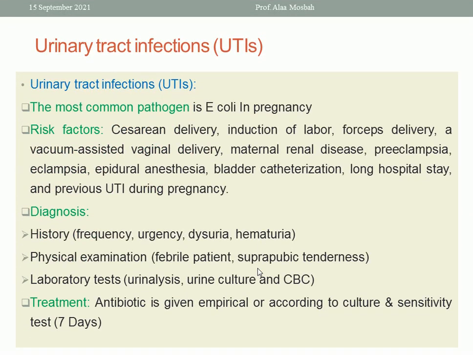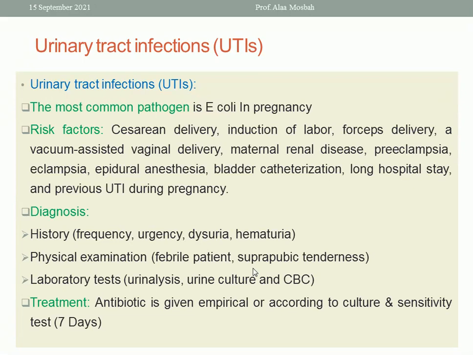What about UTI? As we know, the commonest organism during UTI infection with pregnancy is E. coli. Risk factors for UTI in the puerperium: cesarean delivery, induction of labor, instrumental delivery, maternal renal disease, preeclampsia, eclampsia, epidural anesthesia, bladder catheterization, long hospital stay, and the previous history of UTI during pregnancy.